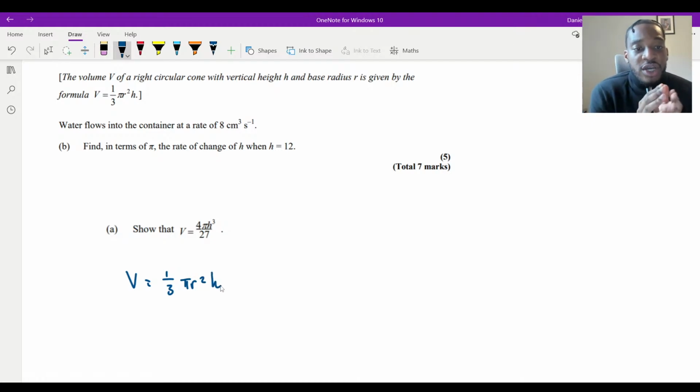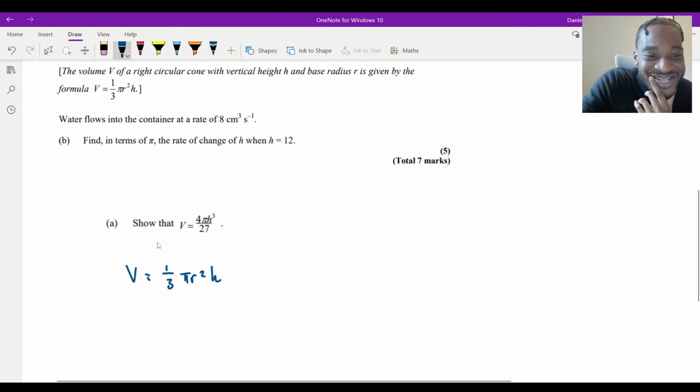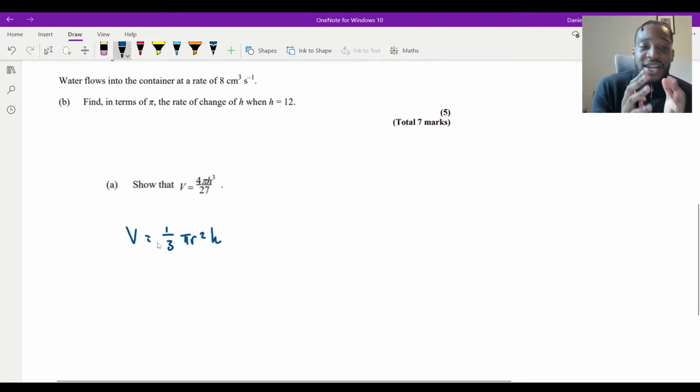Now, because this is what we're trying to show, remember when you're doing these types of questions, guys, always look at your show that. Whenever you're looking at a show that, always see what you've got in front of you. The show that has only h's in it in terms of a variable. The volume formula has r and h. So what that tells me is that I need to express r in terms of h and hopefully get something all in terms of h and get that form.